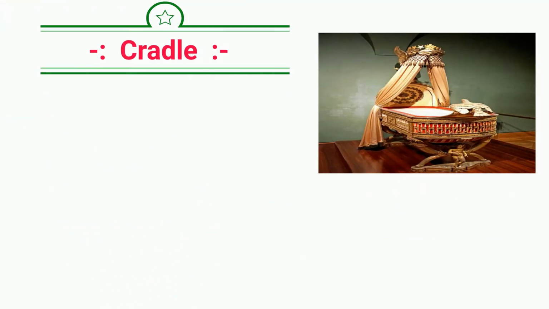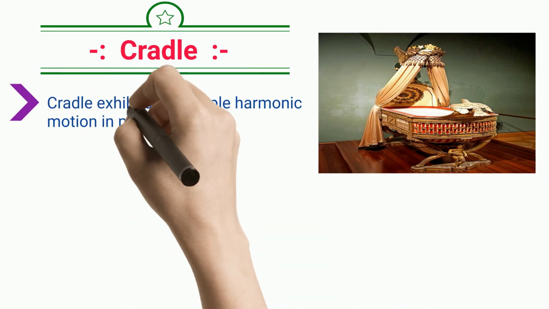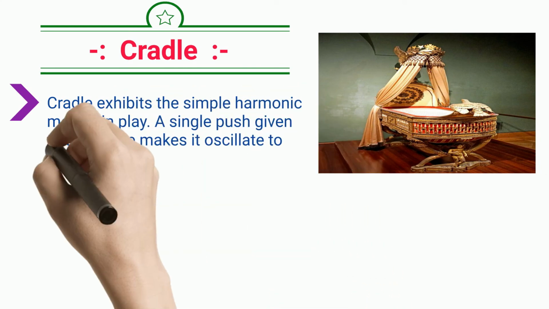Cradle. A cradle exhibits simple harmonic motion in play. A single push given to the cradle makes it oscillate to and fro from its equilibrium position.